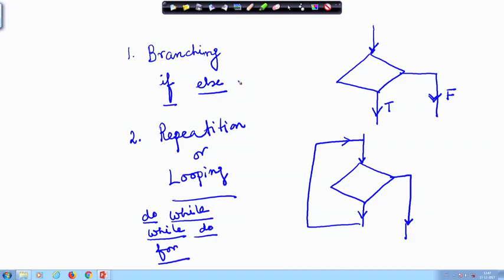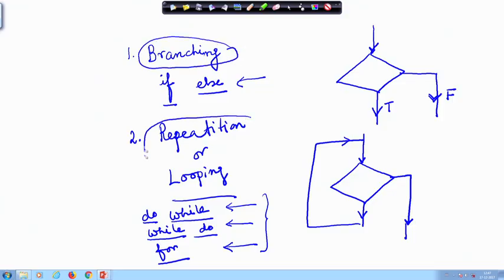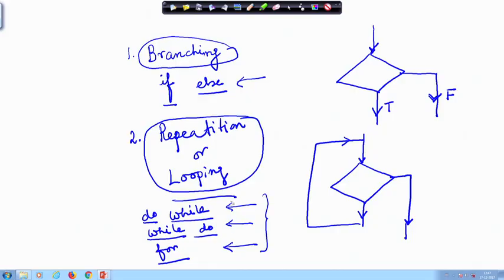So, if else, while, do while, and for are all constructs in the C language, whereas the concept of branching and repetition or looping is general for most programming languages. So, this is a general concept, while this is a specific construct corresponding to the C language.